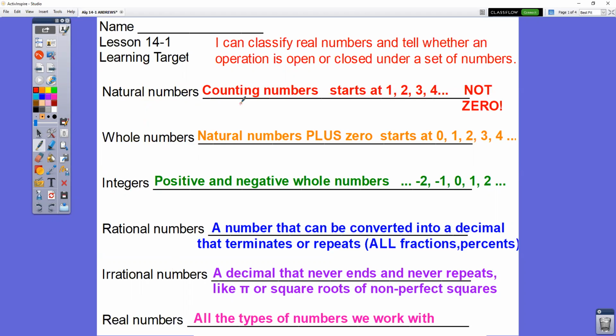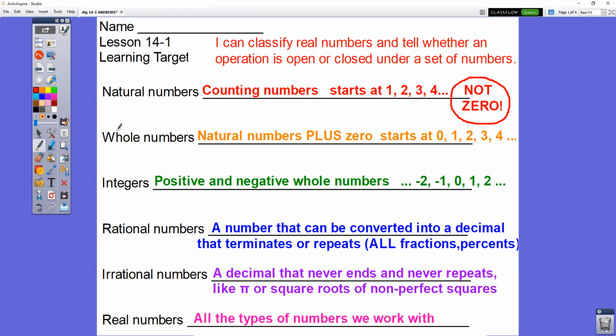All right. If you think back to when you first learned numbers in kindergarten, 1st grade, these are the numbers that you start with. Little kids start with 1, 2, 3, 4, and they keep on going like that. Those are counting. Those are natural numbers. That does not include 0. What includes 0 are whole numbers.